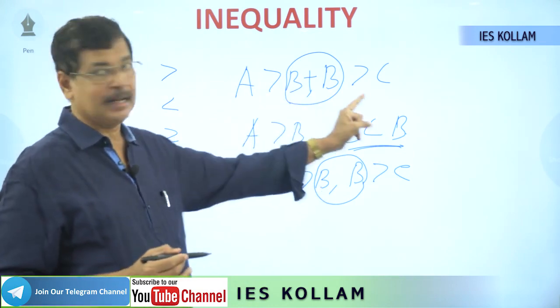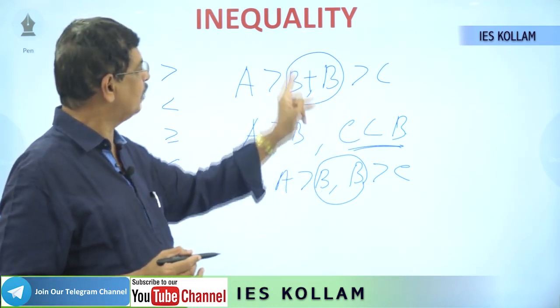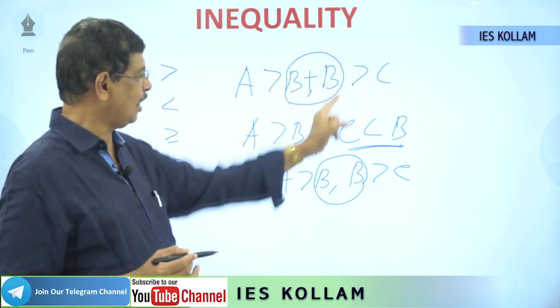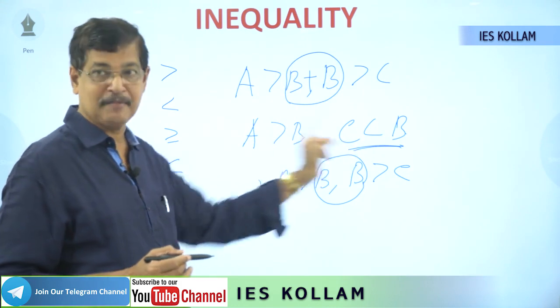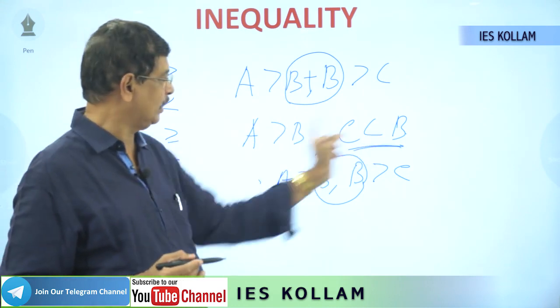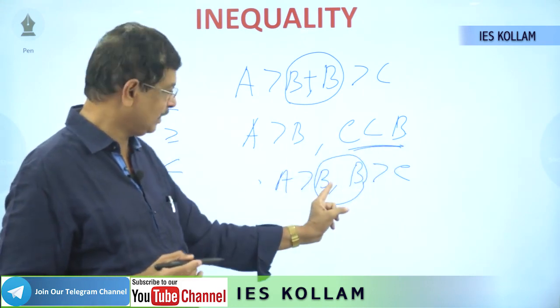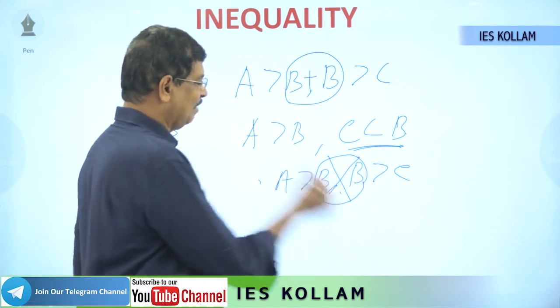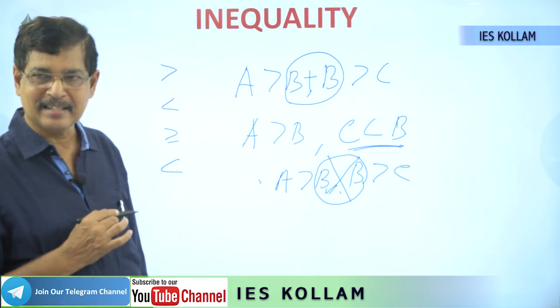For combining two statements, the first point you have to remember is there should be one common term. Second, that common term we have to bring to the center. Suppose there are two different statements with a common term at both ends. We have to bring that common term into the center. Then this will cancel.